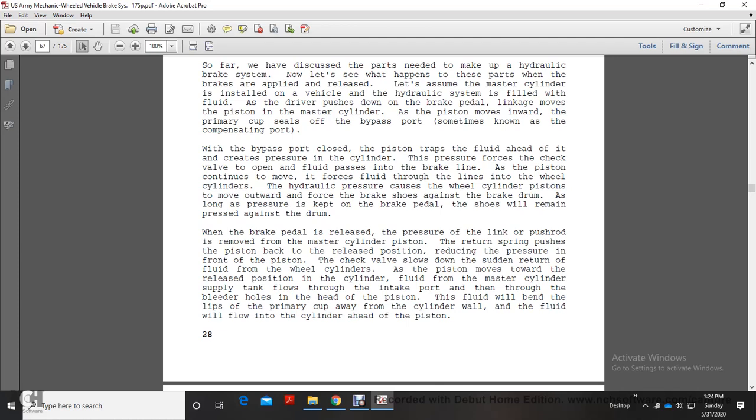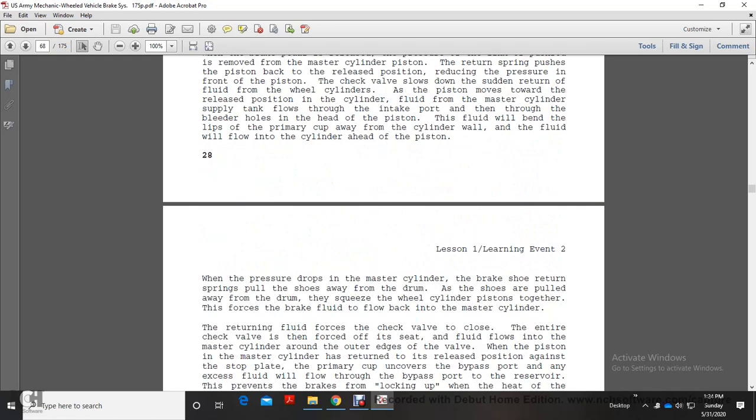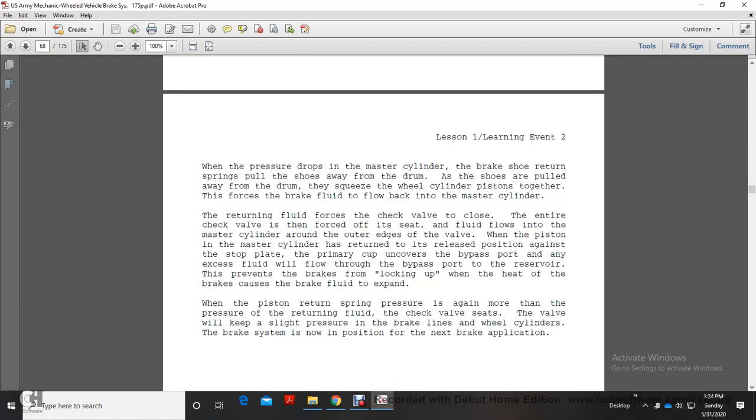Fluid from the supply tank flows from the intake port, then through the bleeder holes in the head of the piston. The fluid will bend the lips of the primary cup away from the cylinder wall, and the fluid will flow into the cylinder ahead of the piston. When the pressure drops in the master cylinder, the brake shoe return springs pull the shoes away from the drum. The shoes that are pulled away from the drum push the wheel cylinder pistons together, and with the force of the brake fluid, it flows back to the master cylinder.